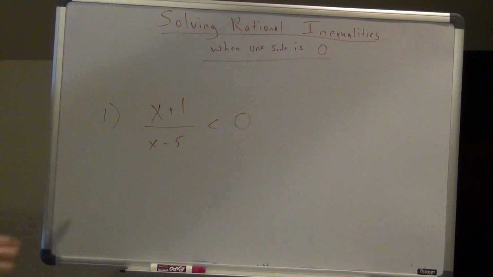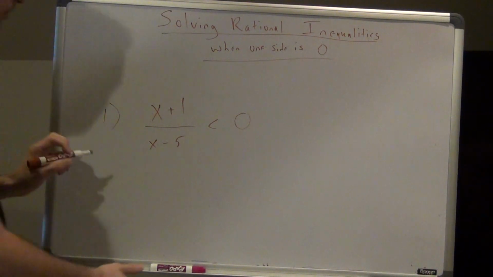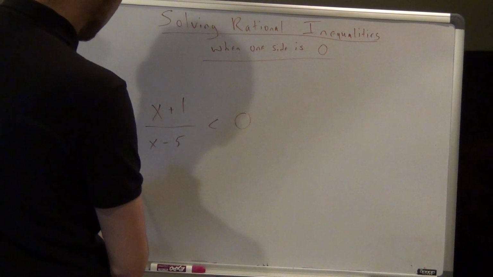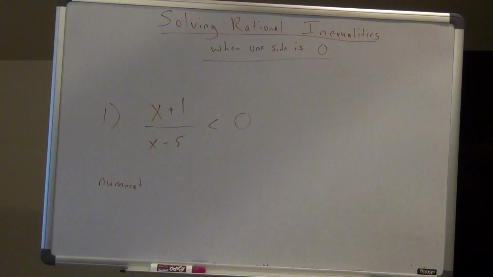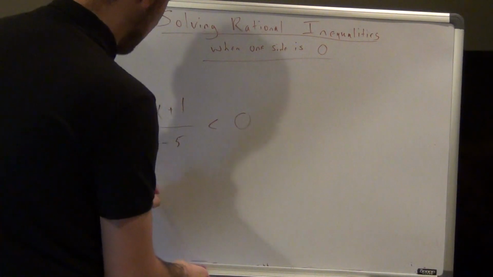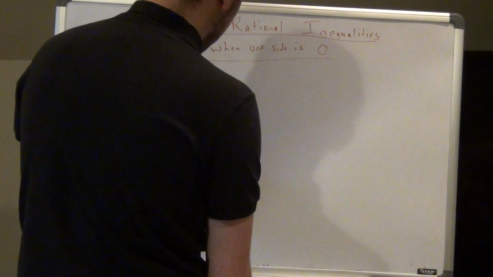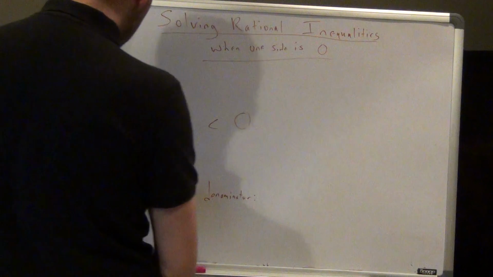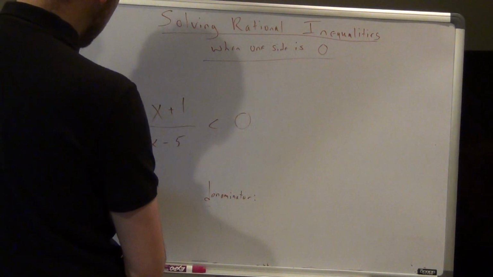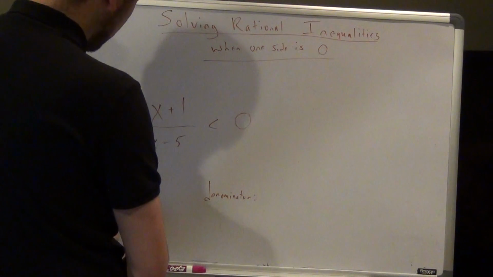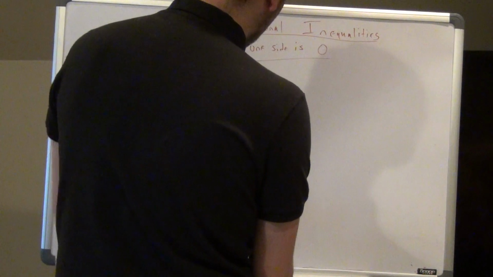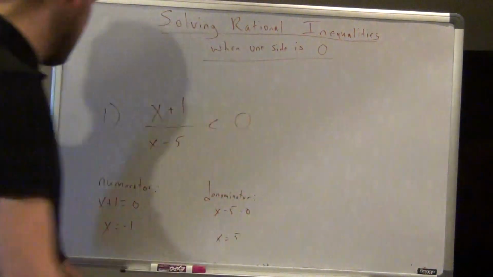Third thing you want to do is figure out where the numerator and the denominator equal 0. So I'm going to write numerator and denominator, and then figure out where they equal 0. The numerator is the top, right? That's going to equal 0 when x equals -1. The denominator is going to equal 0 when x equals 5. So I figured that out.